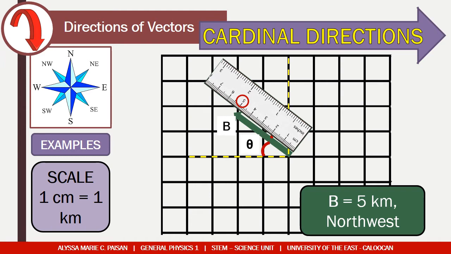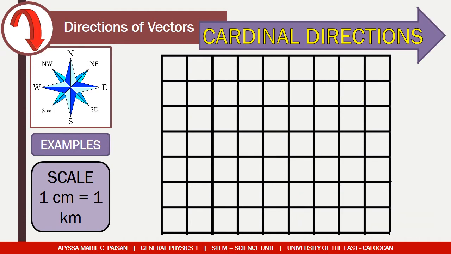Now let's proceed to the next. This time, we're going to have vector C, and if we draw the guidelines, we can identify that the directions involved are west and south. So we would know that if these two angles are equal, the direction must be southwest.